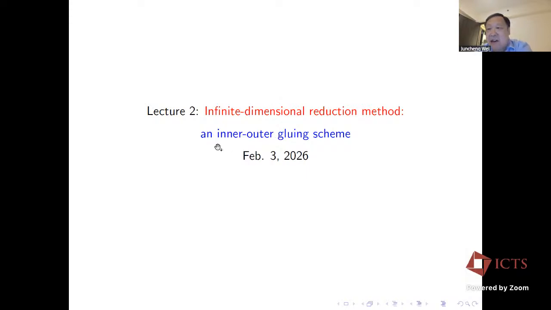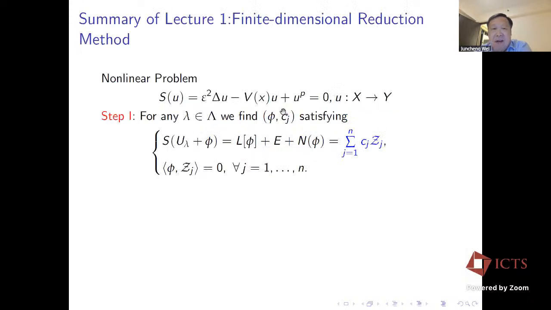In the second lecture, I will discuss the infinite dimensional reduction method and the inner and outer grid scheme. So in this lecture, I will explain what the inner and outer grid scheme is. Let's recall that in the first lecture, we discussed the finite dimensional reduction method. Our model problem is the nonlinear Schrödinger equation, and we divide the problem into two steps.